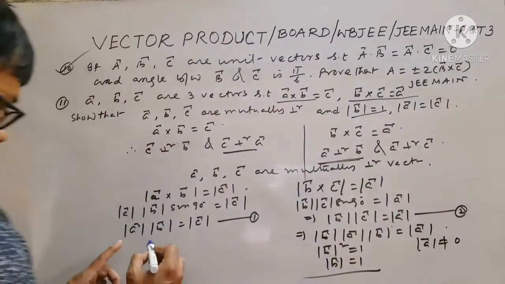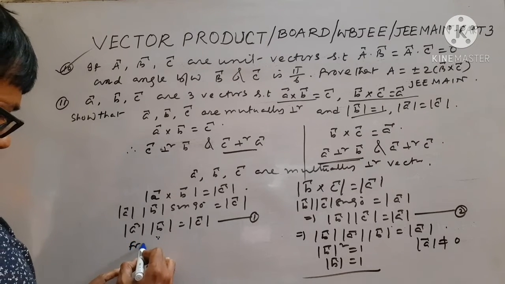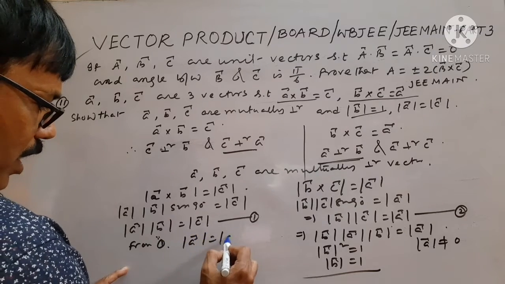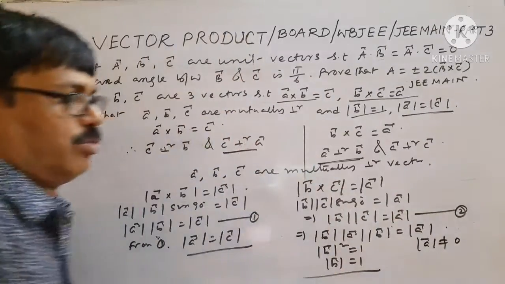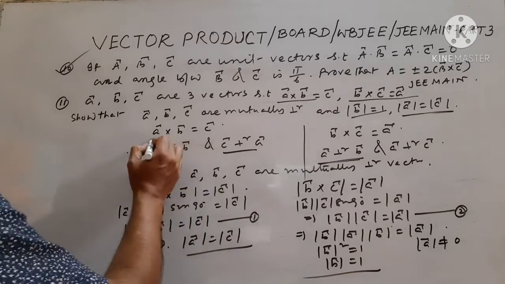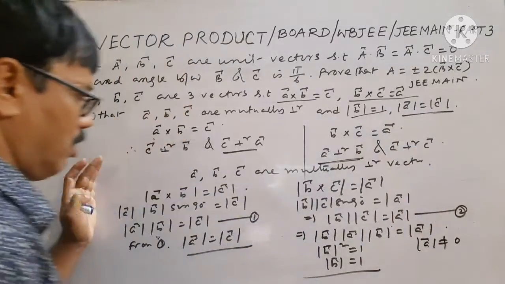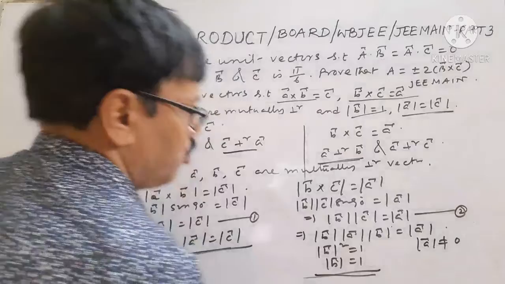Now, if we put magnitude of B equals 1 in 1, from 1 we get magnitude of A equals magnitude of C. So magnitude of A equals magnitude of C. So, by the definition of cross product, if A, B, C are mutually perpendicular vectors, then take modulus and you get these two results.